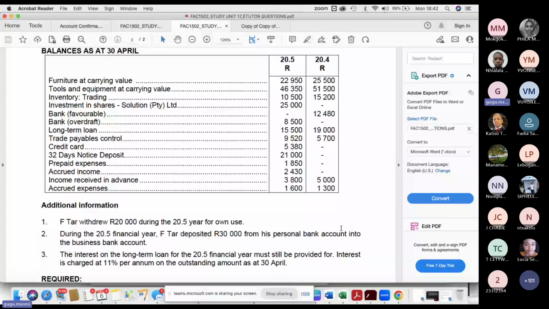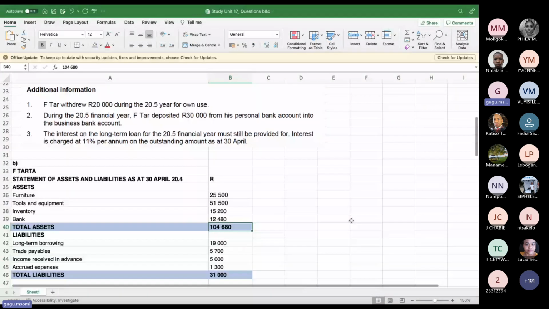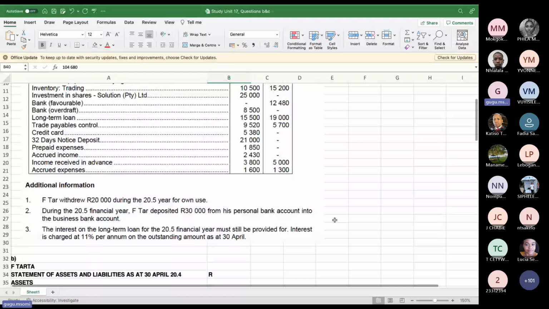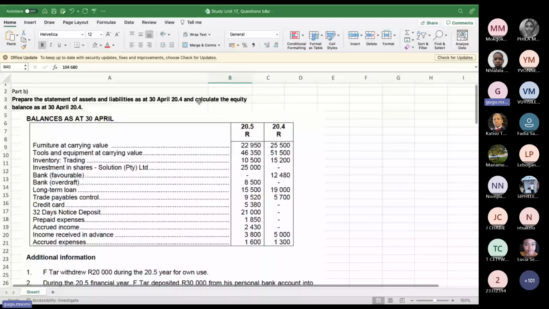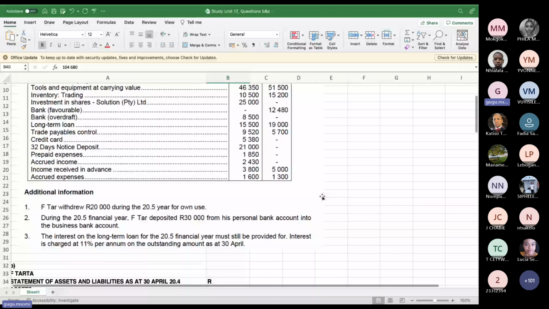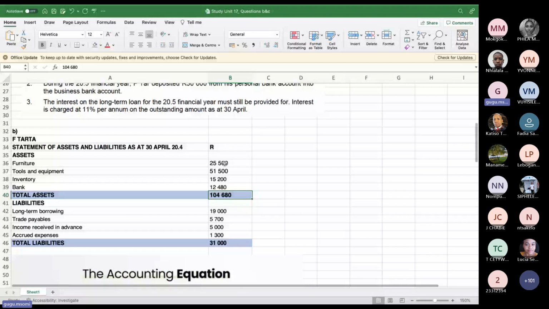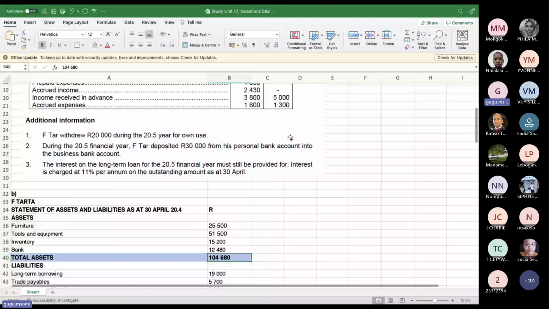So we'll move on to part B of our question, where we are doing a statement of assets and liabilities and also calculating the equity balance as at 30 April. We've just gone through listing all our assets and liabilities, which means looking at the balances in this column because it's for 2004. We've listed our furniture, 25,500. There it is. We've listed our tools and equipment, 51,500. There you are. And inventory as an asset as well. There you go.